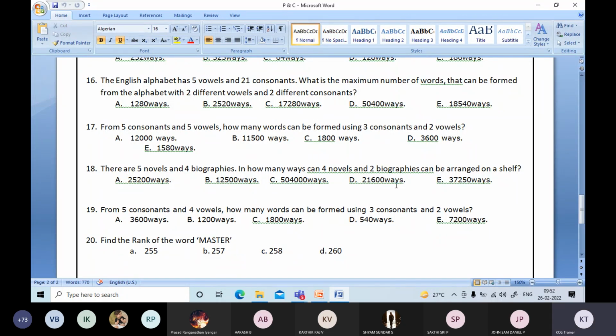18th, there are 5 novels and 4 biographies. It's a similar type of question. In how many ways can 4 novels and 2 biographies be arranged on a shelf? First, select 4 novels and 2 biographies. That can be done by 5C4 into 4C2. And these 6 books which we have selected can be arranged on a shelf in 6 factorial ways. Understood? 5C4 into 4C2, and these 6 books can be arranged on a shelf in 6 factorial ways.